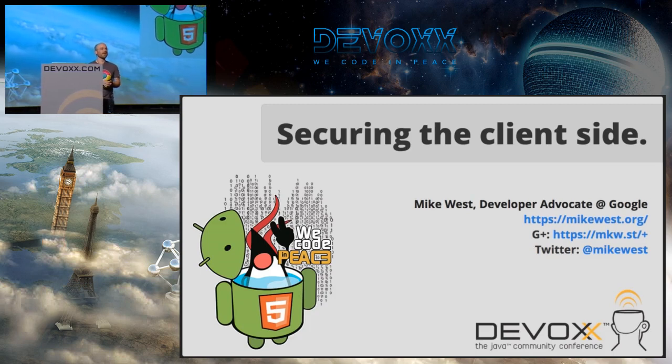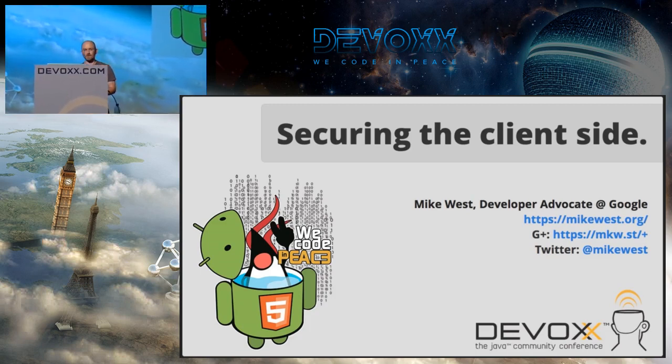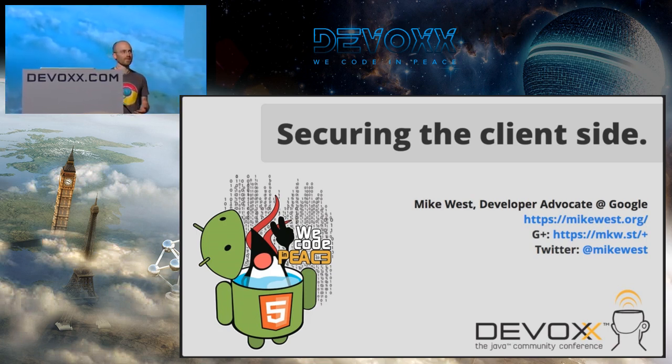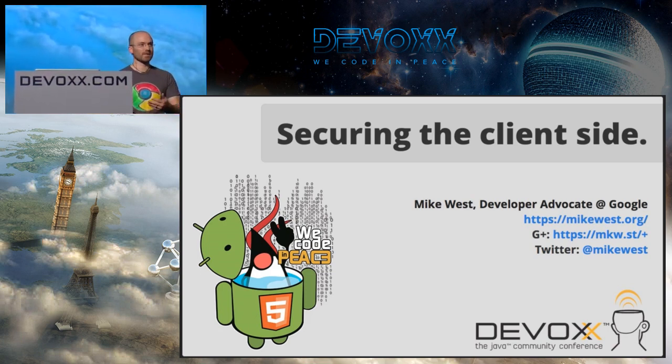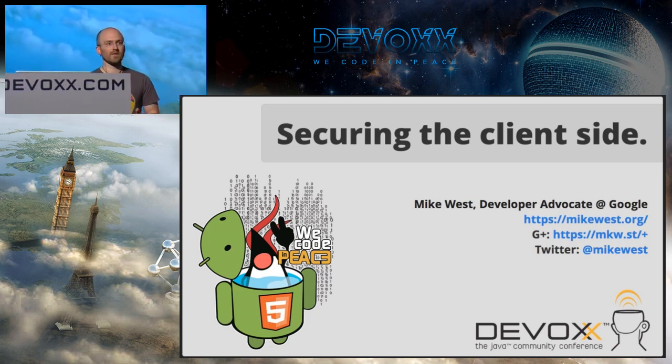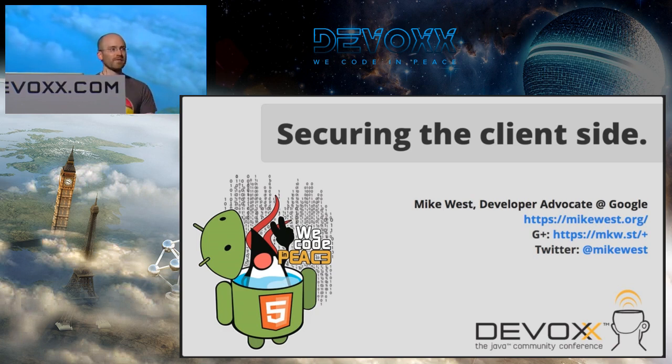The topic of today, or of this talk anyway, is securing the client side. It's an interesting topic for a Java conference because most Java programs have very little to do with actually building HTML and pushing it out to clients. It is, however, the case that if you want the largest market possible, the target of your application is going to be JavaScript, CSS, and HTML.